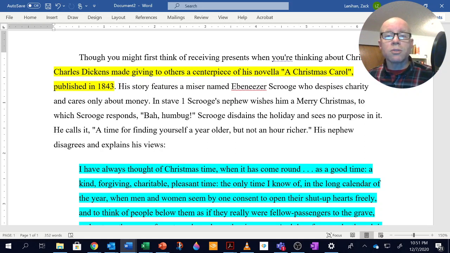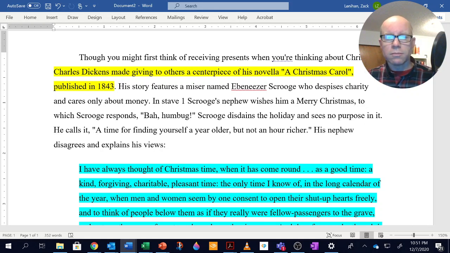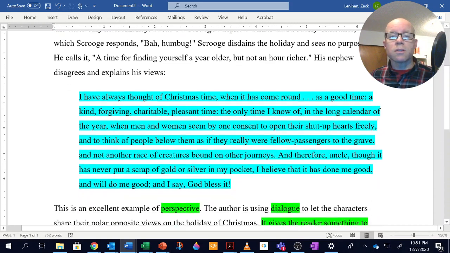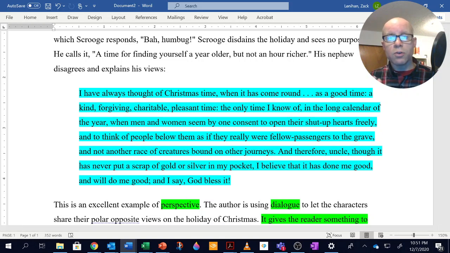His story features a miser named Ebenezer Scrooge who despises charity and cares only about money. In stave 1, Scrooge's nephew wishes him a Merry Christmas, to which Scrooge responds, "Bah, humbug." Scrooge disdains the holiday and sees no purpose in it. He calls it a time for finding yourself a year older, but not an hour richer. His nephew disagrees and explains his views. Now you're going to notice that this is a block indent quote. That's because it's more than 4 lines long. You'll need to do the same thing if your excerpt is longer than 4 lines.